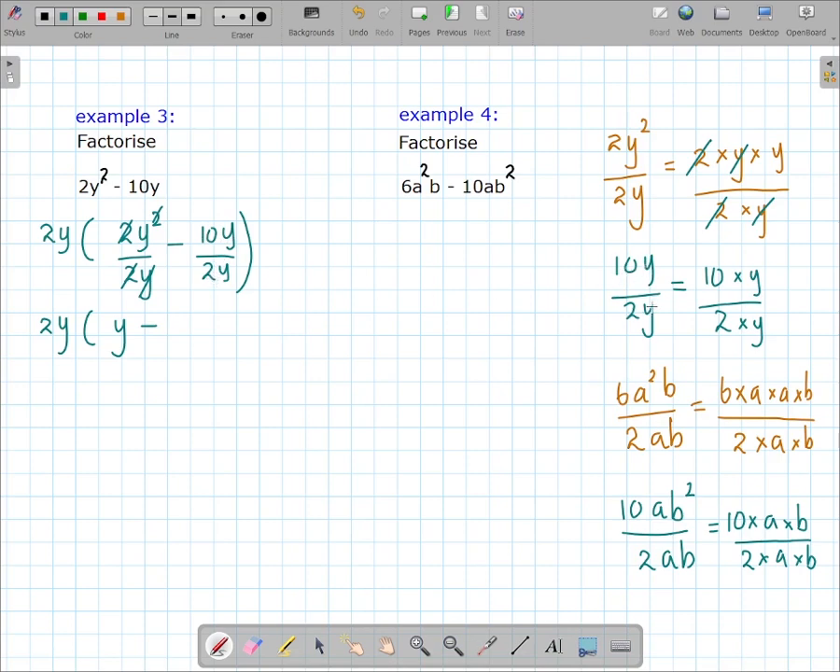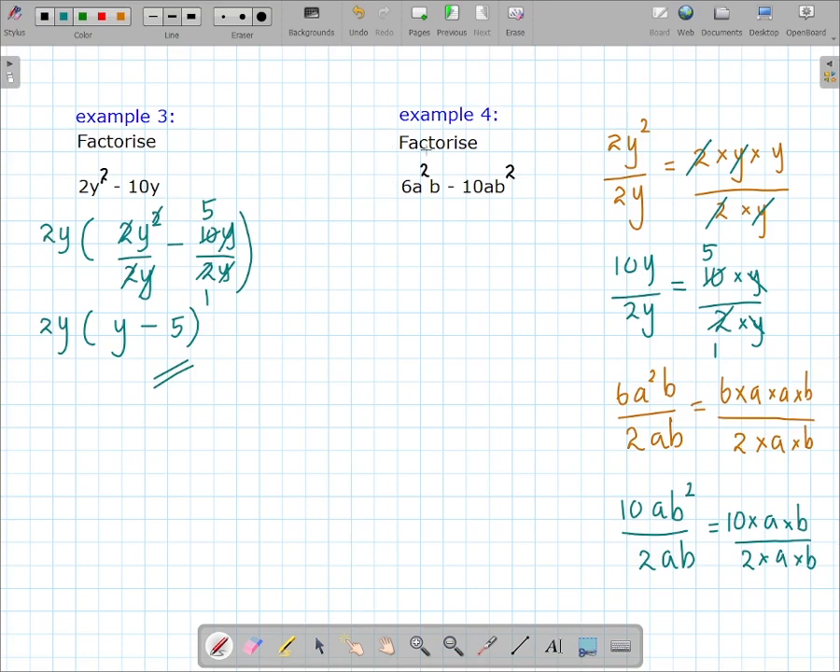10y divided by 2y. 10y means 10 times y, 2y means 2 times y. Then 2 times 1, 2 times 5, y and y get cancelled. So 5 remains. So that's the answer, 2y times y minus 5.